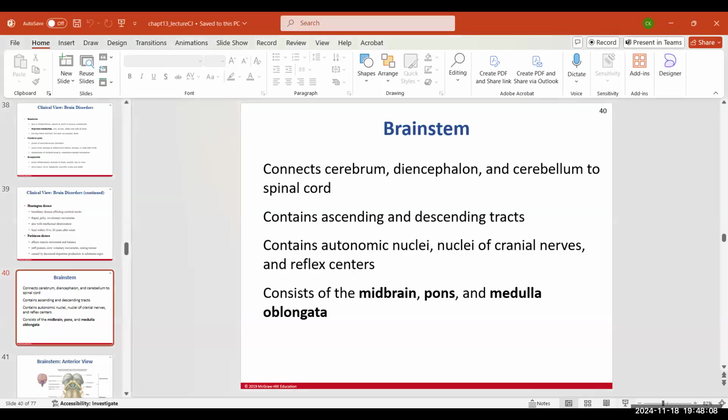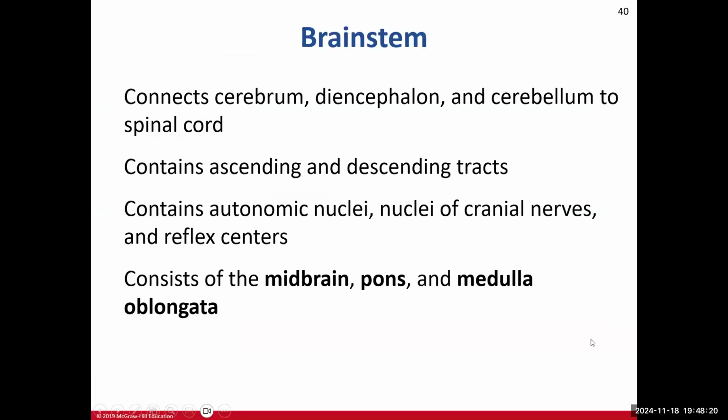So now we're going to talk about the brainstem, the part of the brain that kind of pops off the inferior region there to the cerebrum and all that. So think of this as the connection area here. You'll notice that this region of the brain connects to the other three regions of the brain.